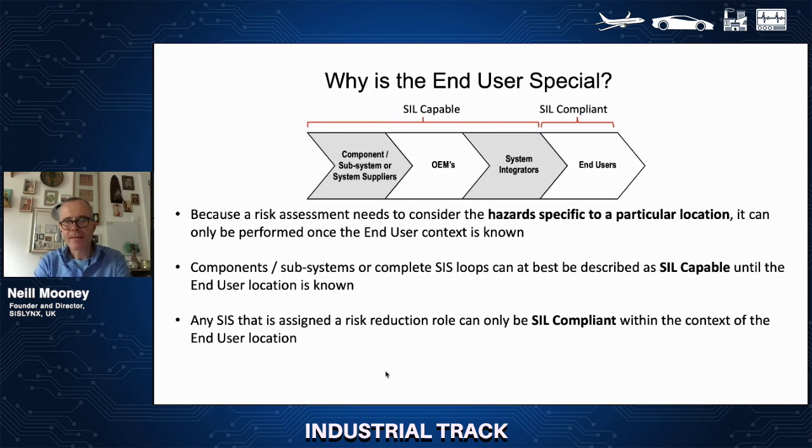And any SIS that's assigned a risk reduction role can only be still compliant within the context of the end user location, which we've talked about. And again, still capable, still compliant are terms that we use at SISLYNX to clarify these issues. You won't find these in functional safety standards, but I think the concept is absolutely applicable across the supply chain.